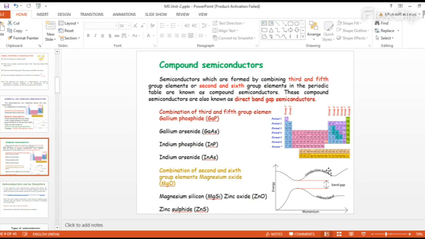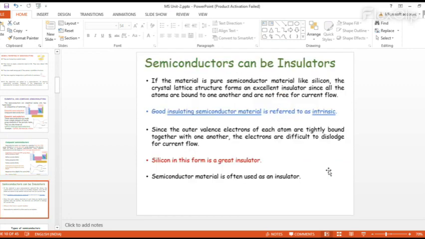So these are the examples of common compound semiconductors: gallium arsenide, indium phosphide, indium arsenide, magnesium oxide, magnesium sulfide, zinc oxide, and zinc sulfide.